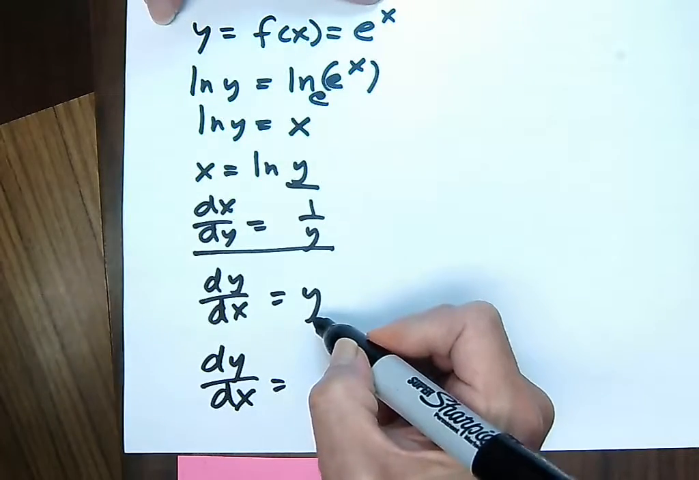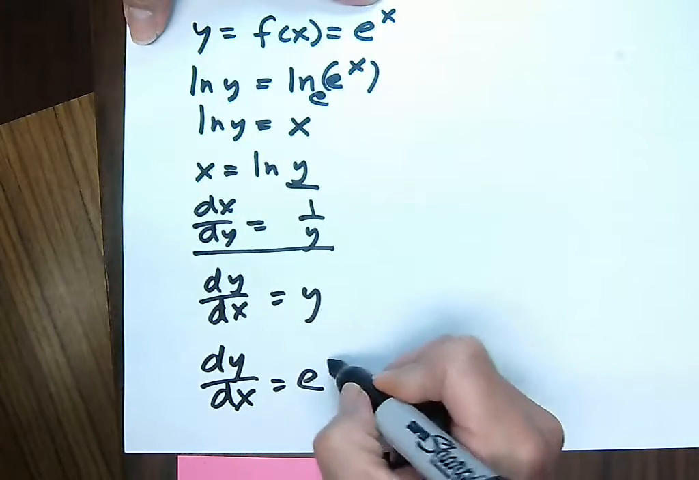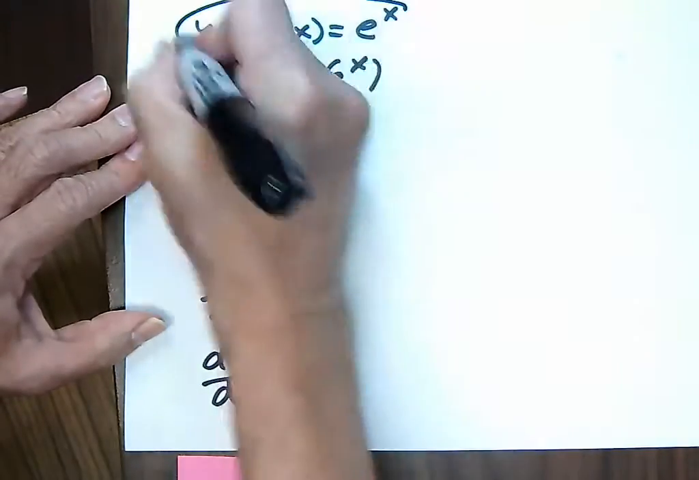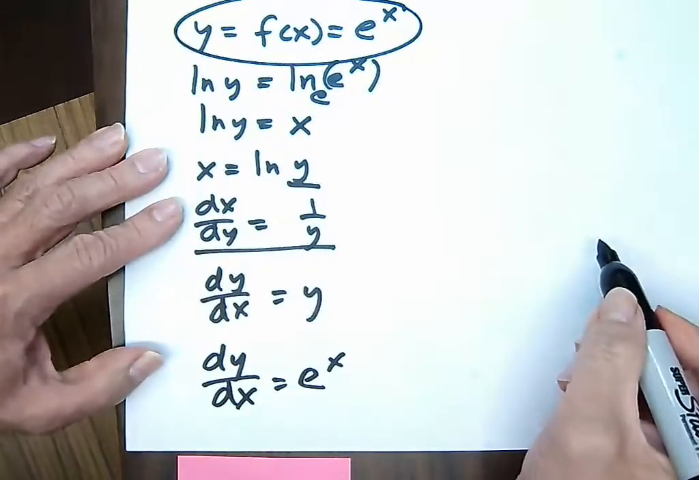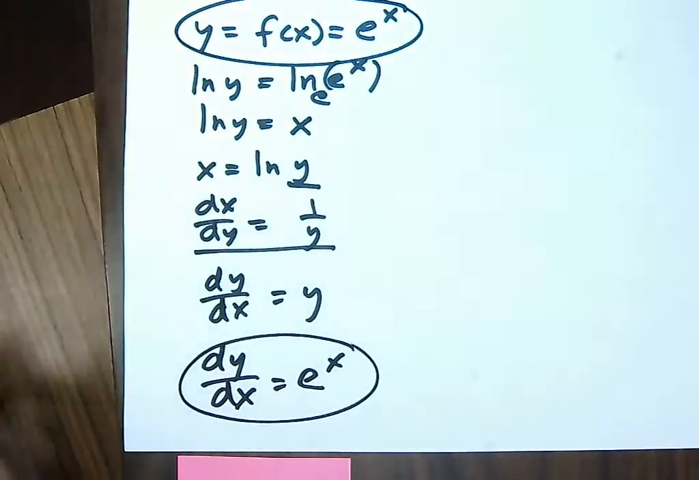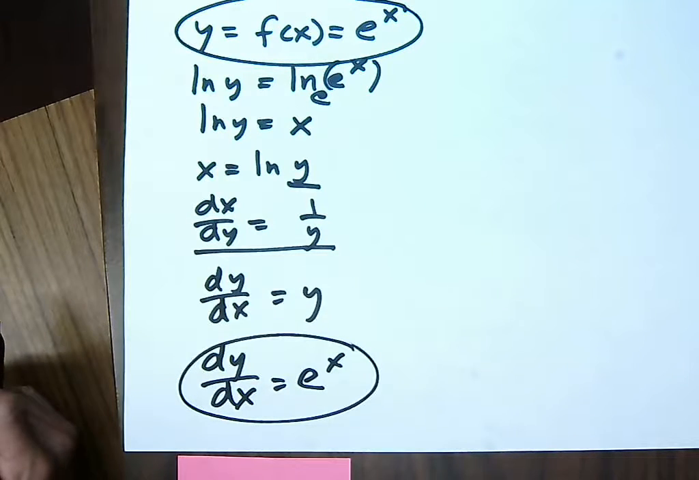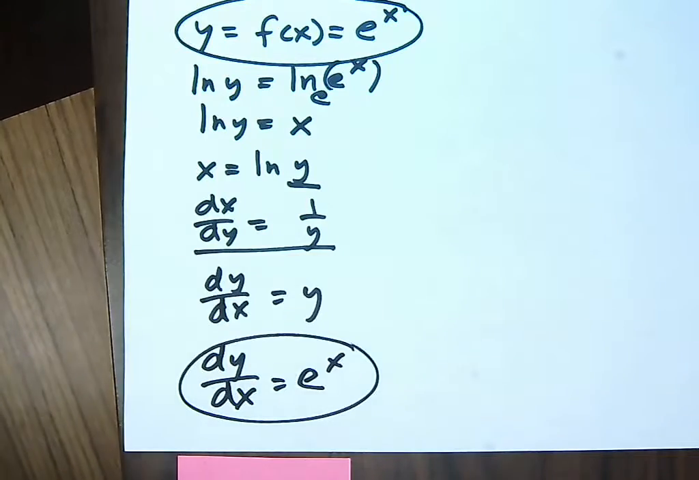Well, remember what y was originally. It was e to the x. So if we look at our original function, y is equal to e to the x, this is a special case where the derivative of that function, dy dx, is simply equal to the original function, e to the x power. Let me give you one more example of this.